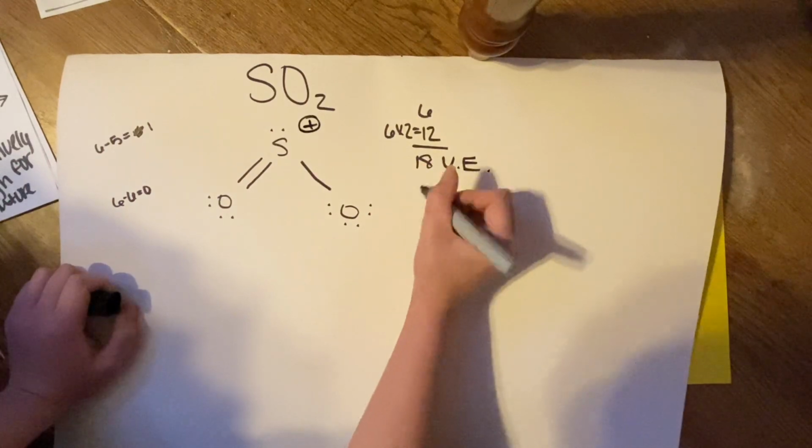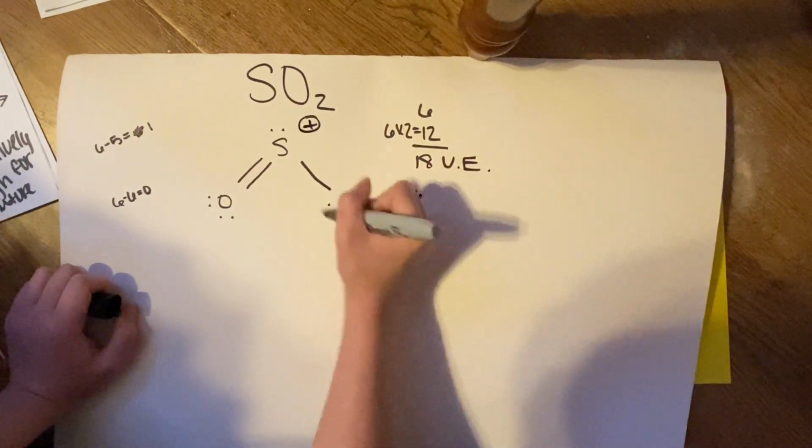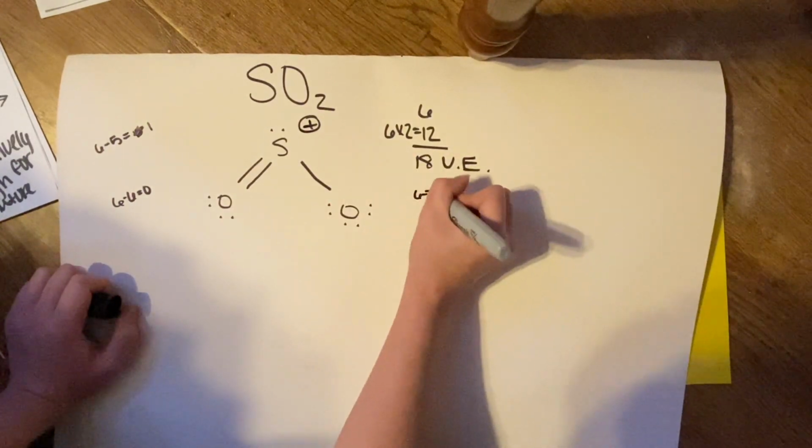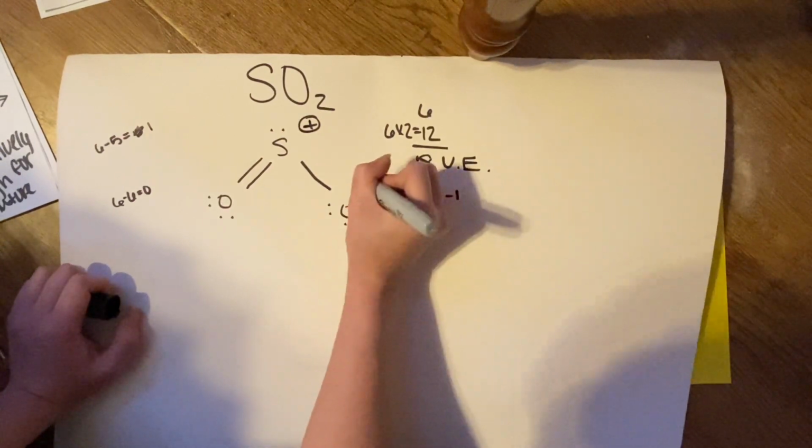And then this one right here, we're going to do 6 minus 1, 2, 3, 4, 5, 6, 7. And that is going to give us -1. So we're going to have a negative.